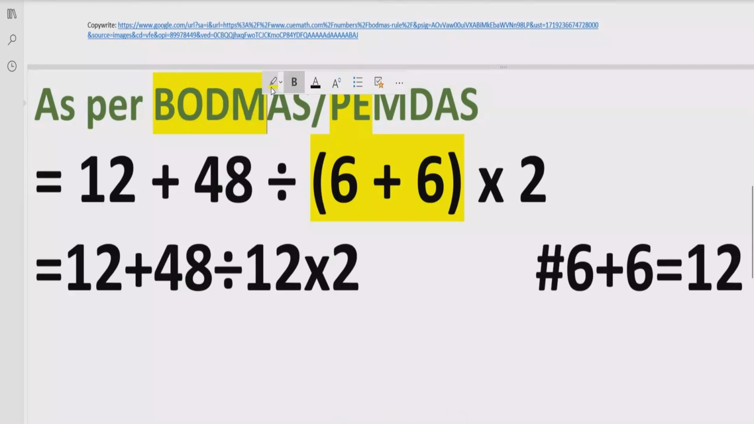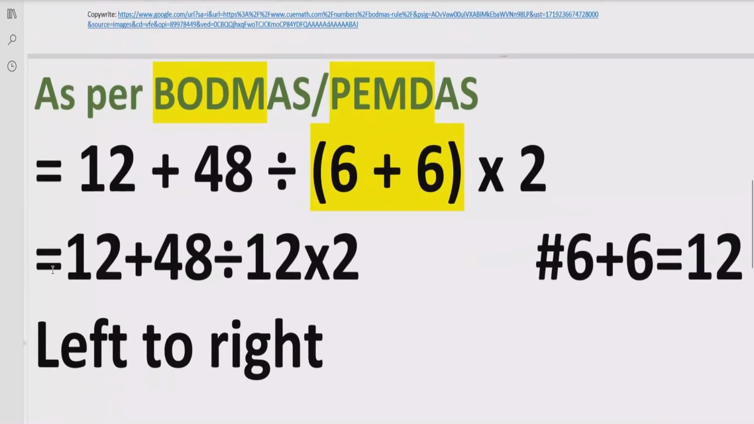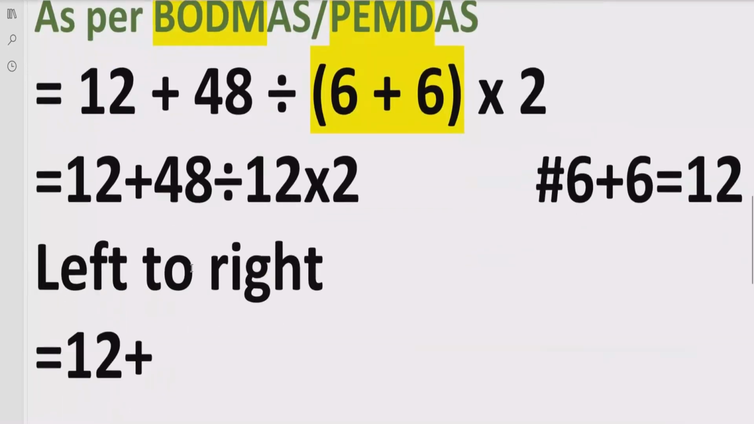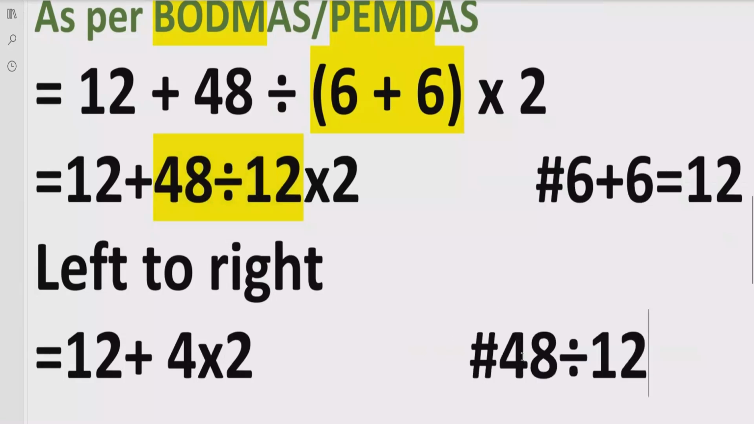We have to go for division and multiplication. We have to go left to right in this expression and find division and multiplication. So first we have 48 divided by 12. So first we have to divide these two terms. We have the answer 4. So we have here 4 multiplied by 2. And again we have to give the reference: 48 divided by 12 equals 4.